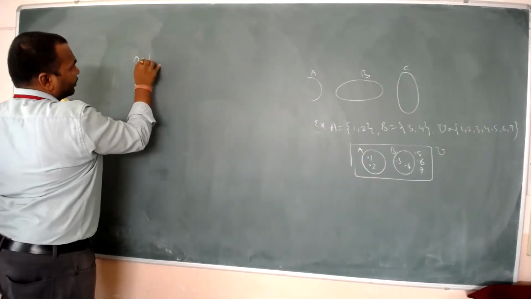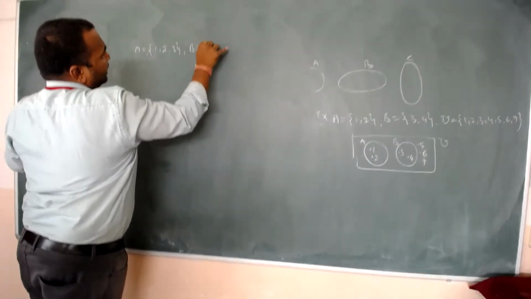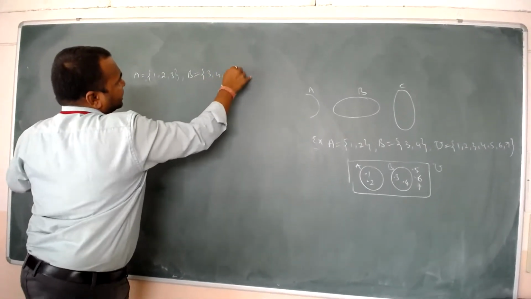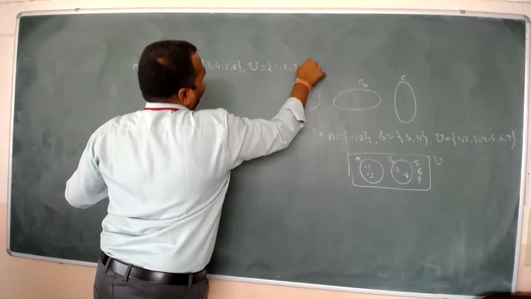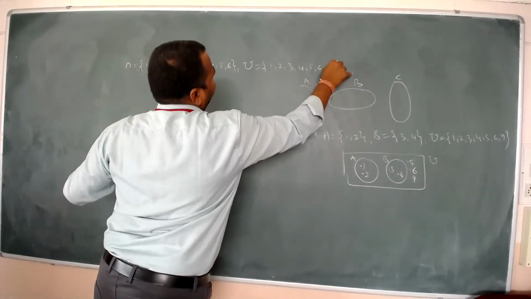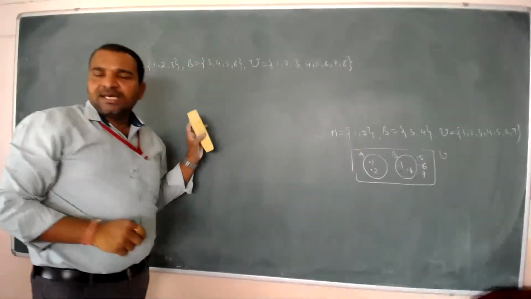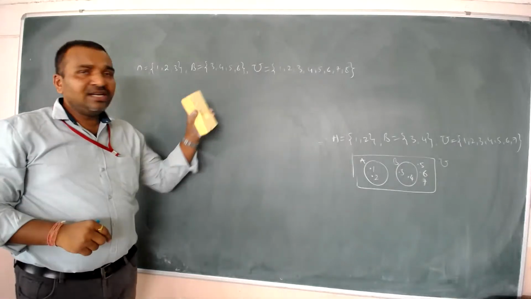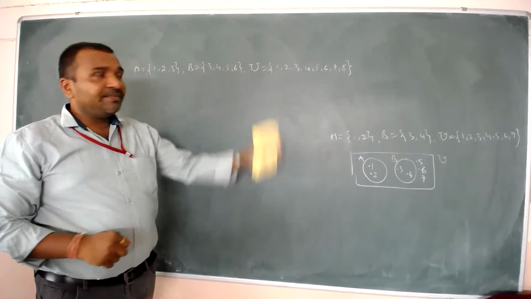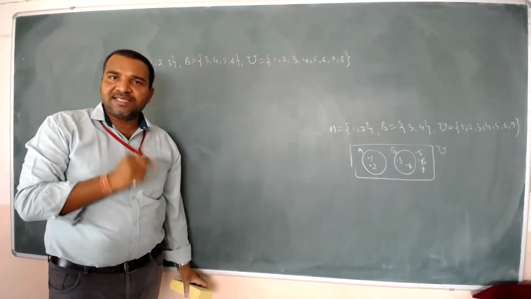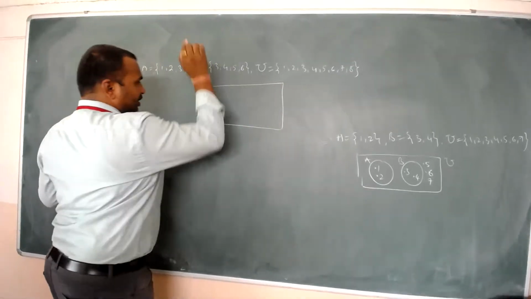A equal to 1, 2, 3. B equal to 3, 4, 5, 6. So the universal set equal to 1, 2, 3, 4, 5, 6, 7, 8. So I have taken it like this. Now I want to represent the relationship between these three sets using a Venn diagram. Try to understand.